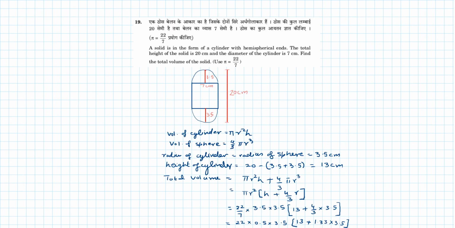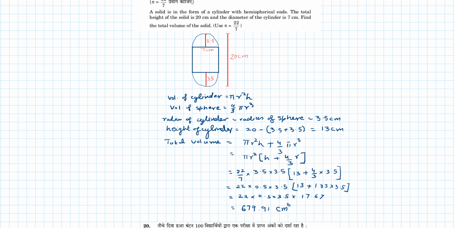Let us come now to question number 19. Question number 19 says that a solid is in the form of a cylinder with a hemisphere on either side. That's how we have drawn it. So this is basically our cylinder. A hemisphere is sitting here and a hemisphere is sitting here. The diameter of the cylinder is 7, that is this one, and the height of the solid is given as 20. What we are supposed to find out is the volume of the whole solid.